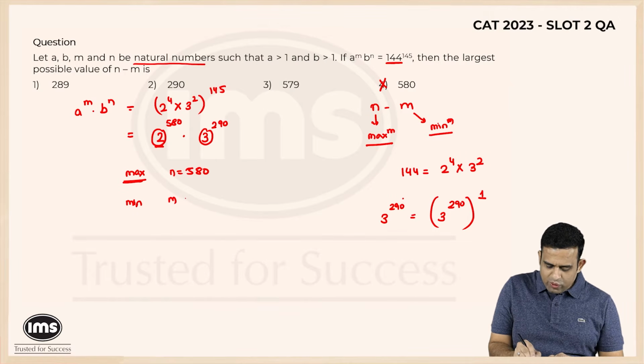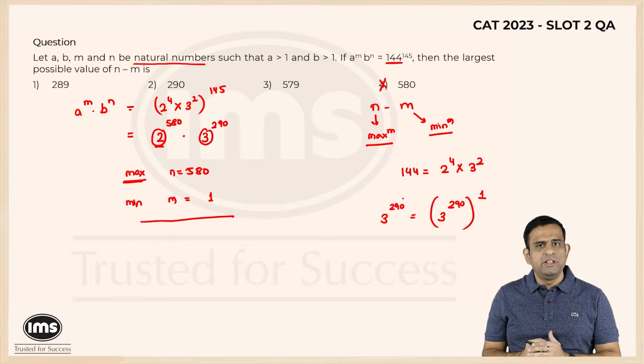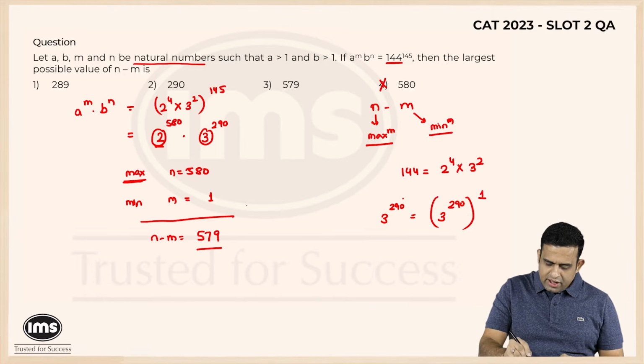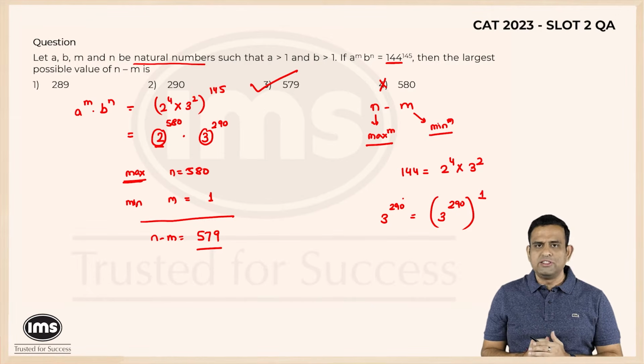So the minimum value of M will become equal to 1, and hence the largest possible difference N minus M becomes equal to 579, and this is my required answer, and not option number 2 over here.